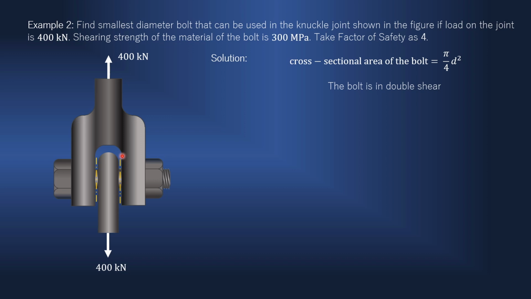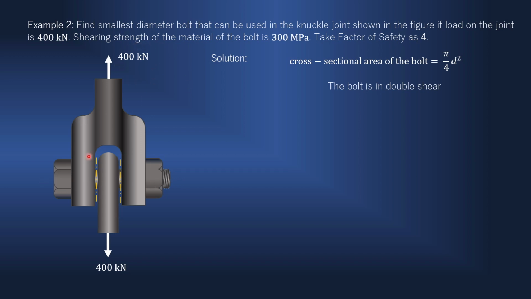Watch here. Here is a cross section and here is another cross section. These two cross sections are resisting that applied load of 400 kilonewton. That is what we say: the bolt is in double shear. That means this 400 kilonewton load is on this bolt; ultimately, there is only one bolt here. So that bolt is resisting 400 kilonewton.